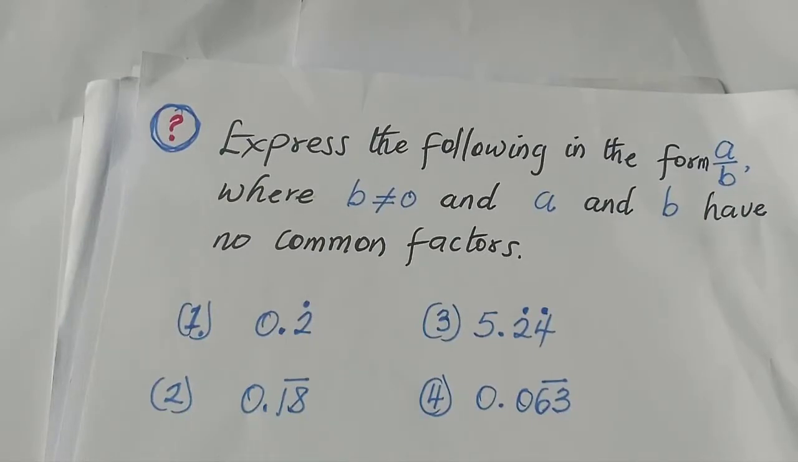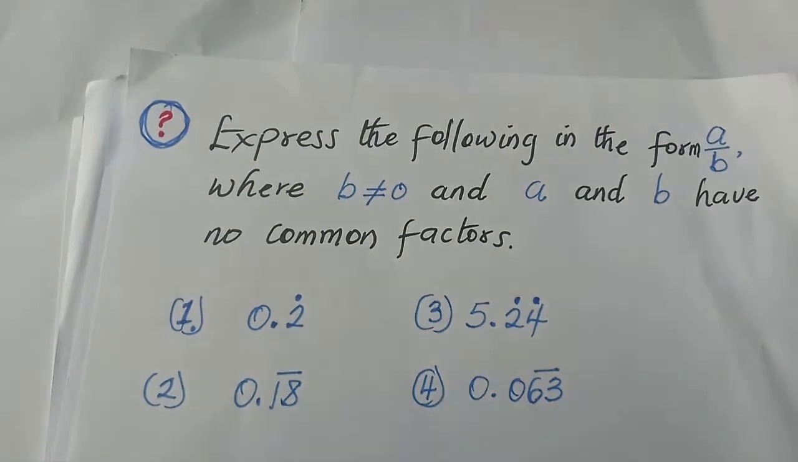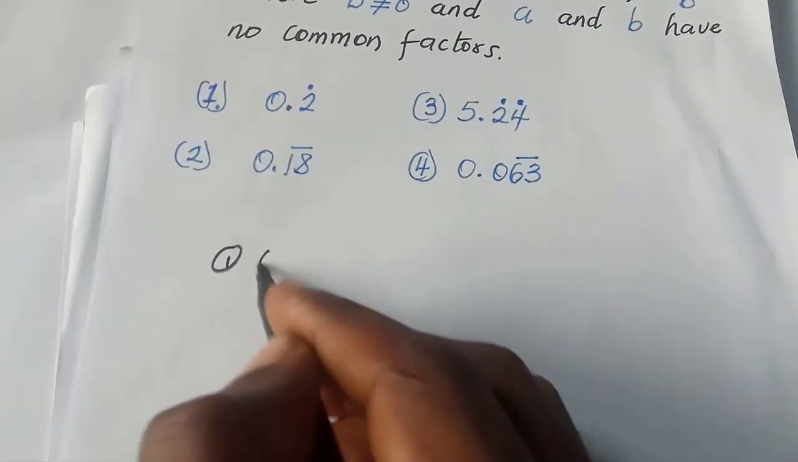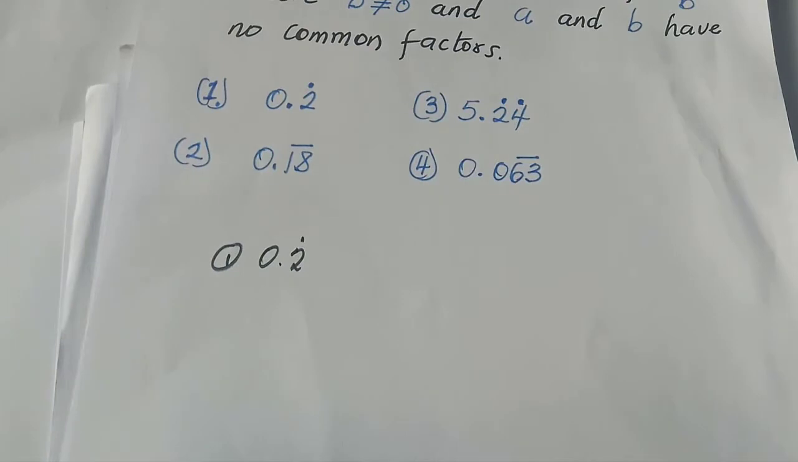All right, so we are asked to express the following in the form A over B, where B is not equal to 0, and A and B have no common factors. What it means is that they are just asking us to change these recurring decimals to what? Fractions. All right, so let's see how we go about it. 0.2 recurring.